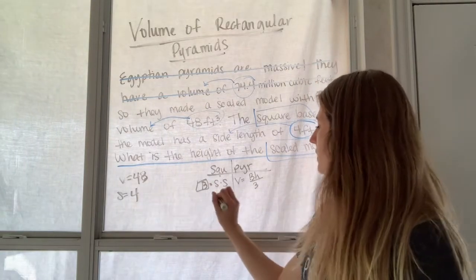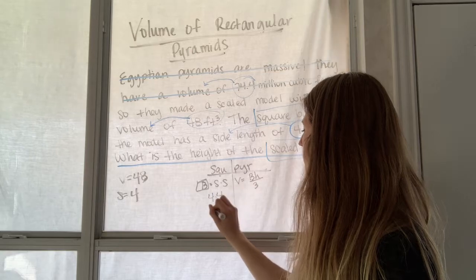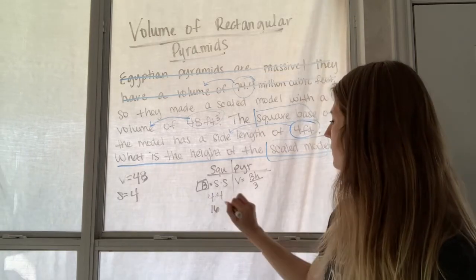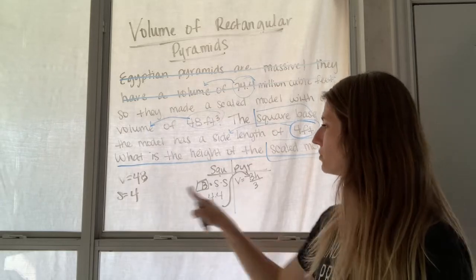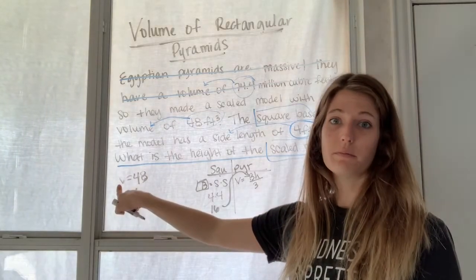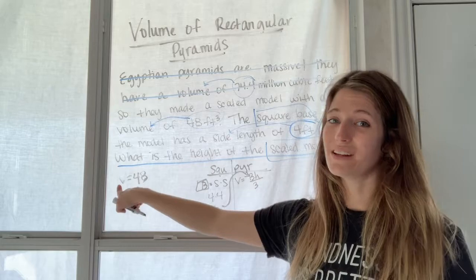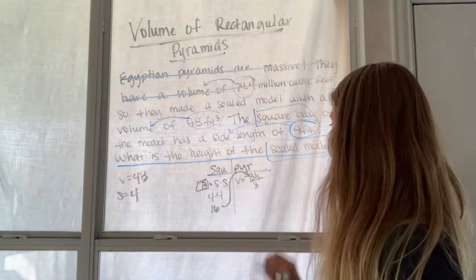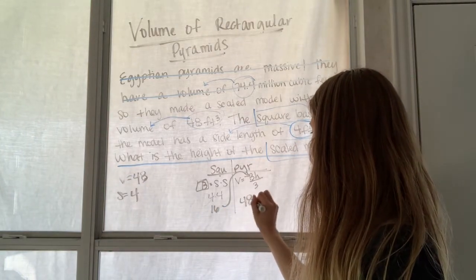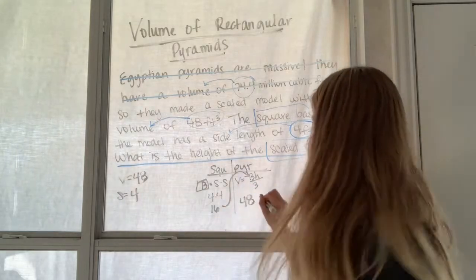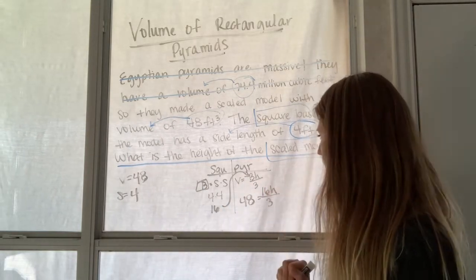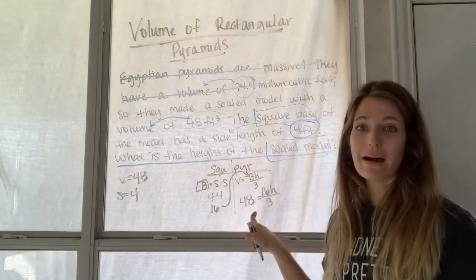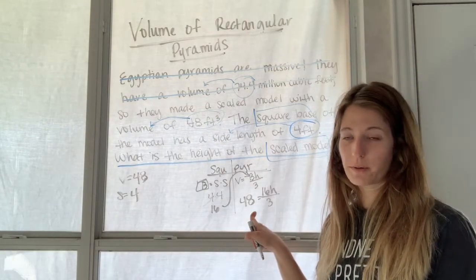So I'm going to plug this 4 in and do 4 times 4, which I know to be 16. And then I'm going to take that and plug him in here. But if you notice, I have 2 variables that I can plug in because I know what volume is and I know what capital B is. So I'm going to have 48 instead of V equals 16 times H divided by 3. Now I've got a 2-step equation that I need to solve for.